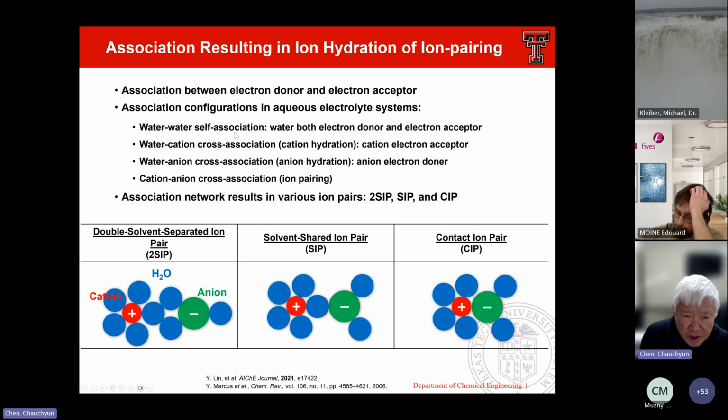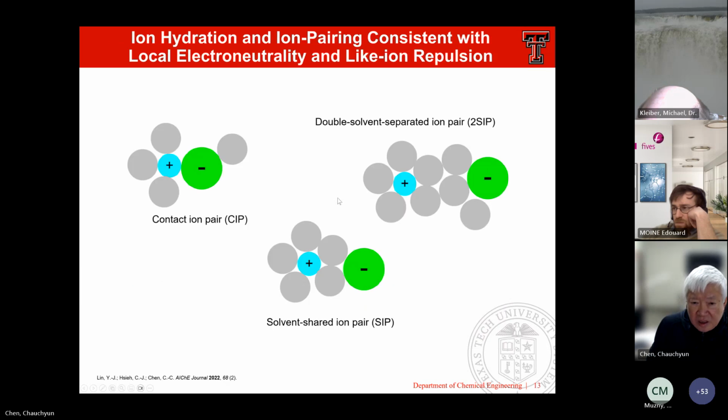And in aqueous electrolyte solutions, we know we have water-water self-association because water can be an electron donor and electron acceptor. And we see water-cation cross association that results in cation hydration because cation is an electron acceptor. And water-anion can also cross associate, again forming anion hydration because anion is an electron donor. And also cation-anion will cross associate and they form ion pairs. And that's the phenomenon I think we missed in NRTL.